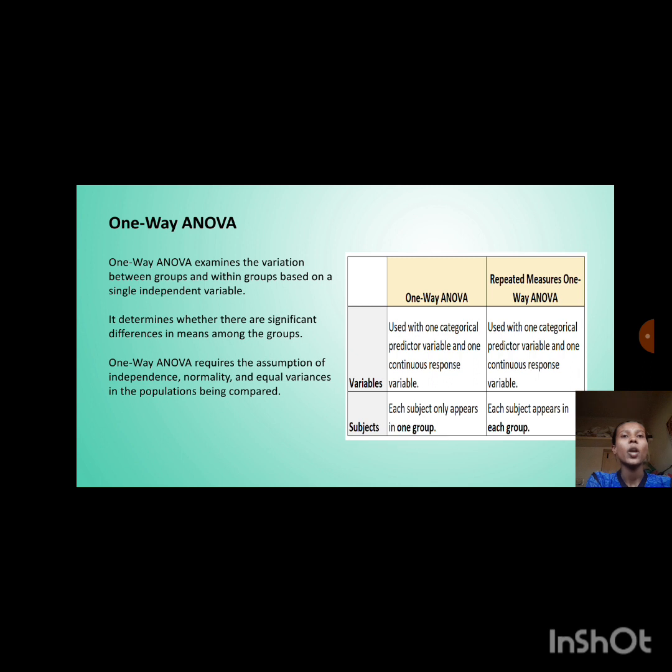One-way ANOVA. One-way ANOVA examines the variation between groups and within groups based on a single independent variable. It determines whether there are significant differences in means among the groups. One-way ANOVA requires the assumptions of independence, normality, and equal variance in the populations being compared.